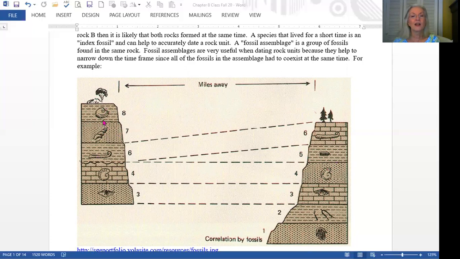7 and 8 are younger than the youngest rock on the right-hand side. Just like on the right-hand side, 1 and 2 are older than anything I've got on the left side.